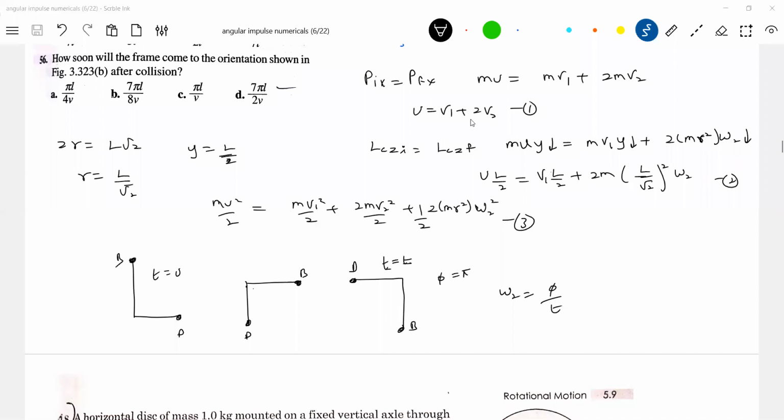Linear momentum along x-axis. Linear momentum along x-axis, no? Along y-axis also considered. Initial momentum along y-axis is 0, final momentum along y-axis is 0. Angular momentum about what point? The L-frame rod rotates about that particular point. So it will rotate about its center of mass.